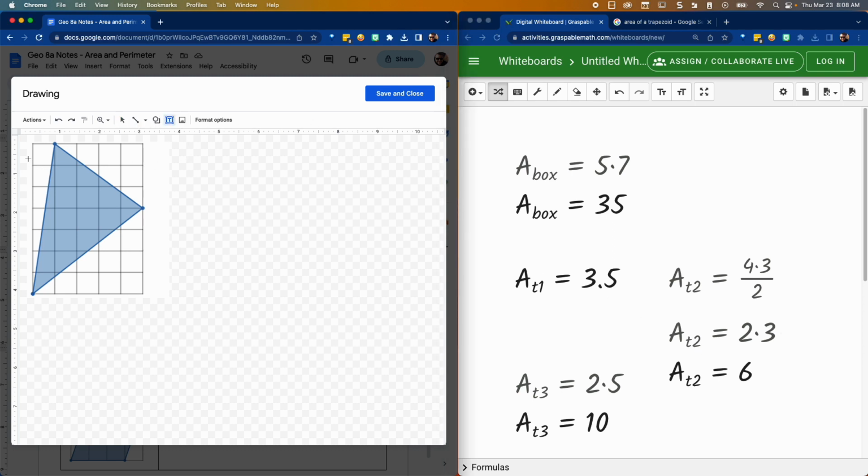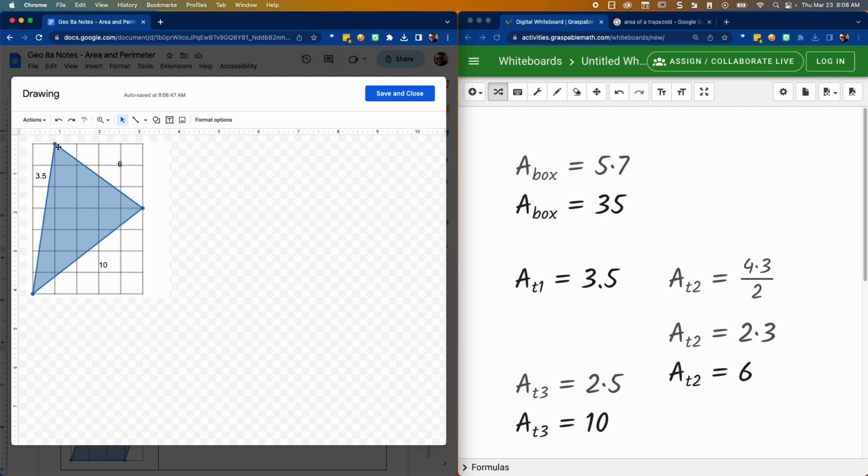Let's put some labels on there. So this is 3.5 up in this corner for that area. And then when I duplicate it over on this side, it's going to be 6. This area was 6. And then for this last one down here, the area was 10.